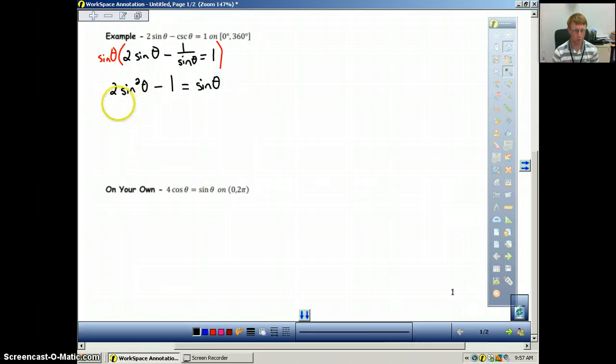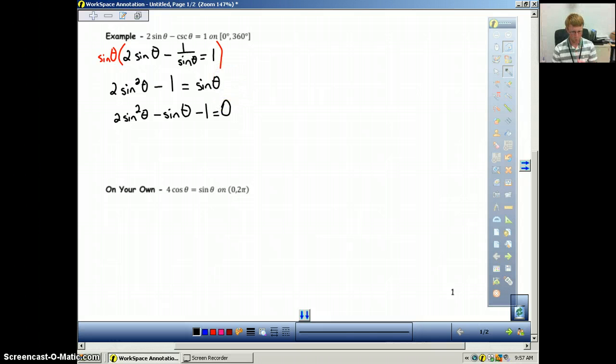Now this may seem weird, but here's the deal. We have basically a quadratic. So we're going to bring everything to one side. We have a squared function, we have a normal function, and then we have a constant. So we're going to bring the sine of theta over here. So we will be left with 2 sine squared of theta minus sine of theta minus 1 equals 0.